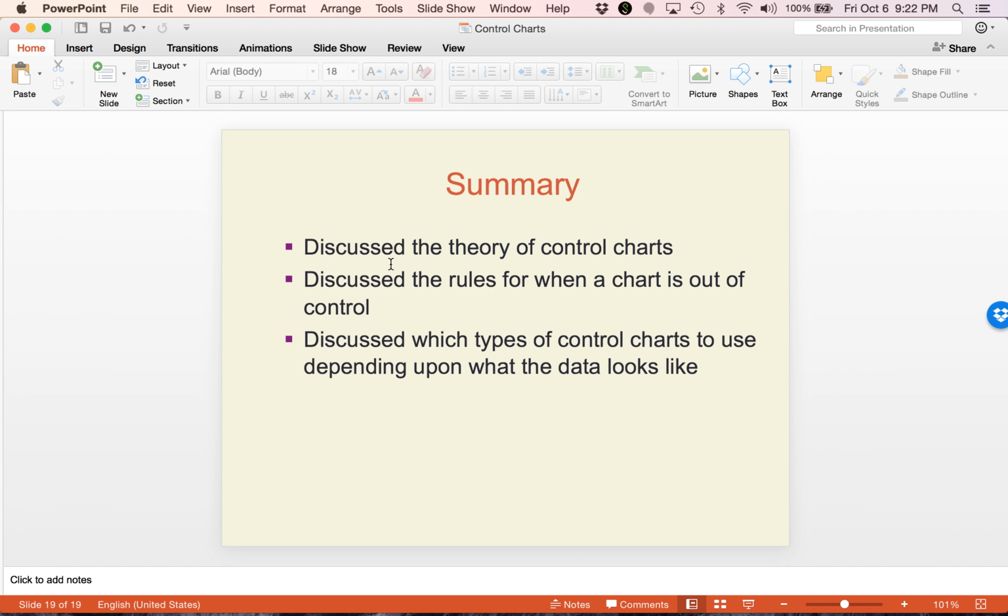So we looked at various rules for determining whether a process is in control or not by indicating patterns that are unexpected variability. And we looked at some examples in Excel. In class, we'll actually do some of these control charts and solve problems with them.